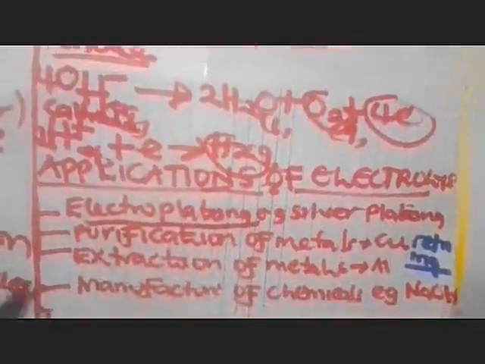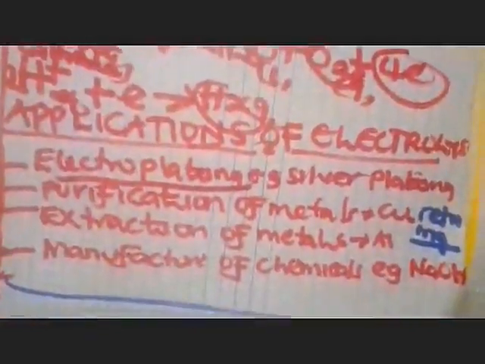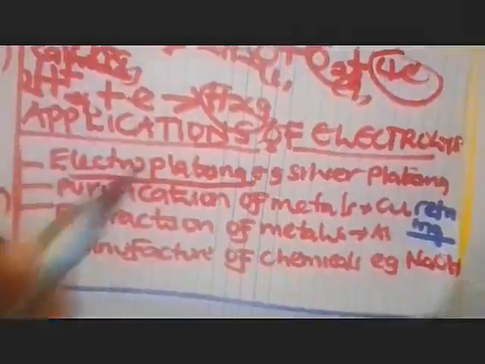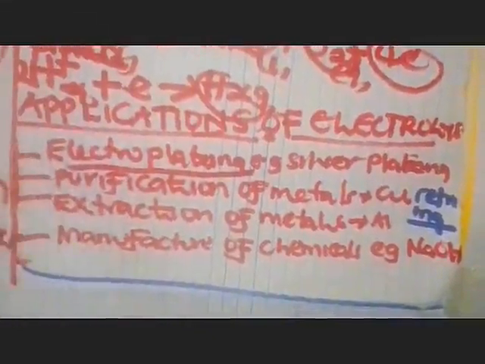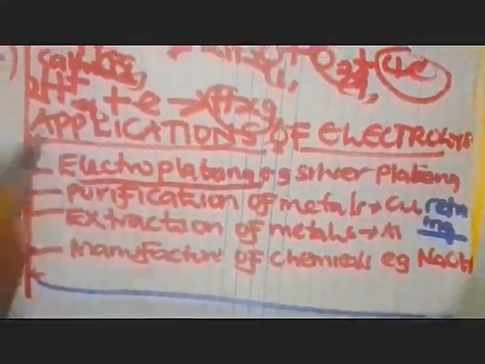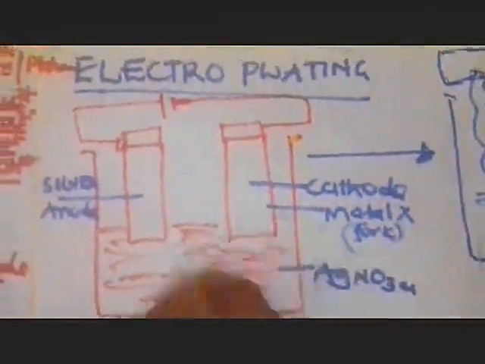You always see at home iron sheets being coated with other metals, what we call electroplating. That is one of the applications of electrolysis. We can demonstrate electroplating properly using this diagram. In electroplating, you are covering one metal with another metal.